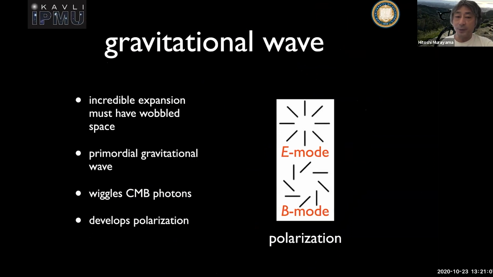Because the gravitational wave is basically wobbling space and time, the CMB photons also get wobbled by the gravitational wave coming from the inflation. And when the photons get wiggled, they can develop polarization. The mathematics tells you that there are two kinds of polarization. One is called the E mode, which looks like the gradient of a Coulomb potential. Another one is called the B mode, which is like a curl, or like a magnetic field. And both polarizations can be produced from the impact of gravitational waves.